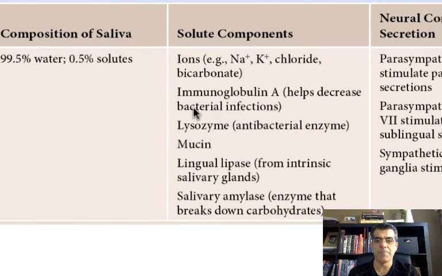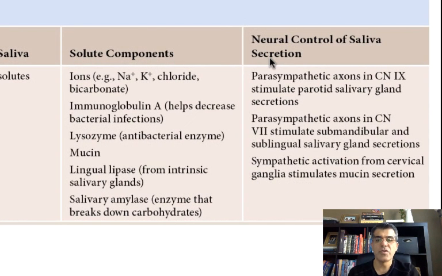But what makes you secrete saliva? The salivary secretion, if you remember from your nervous system, depends on parasympathetic and sympathetic. Parasympathetic uses cranial nerve number 9 and number 7 to secrete saliva, in a way that cranial nerve 9 goes to the parotid gland, and cranial nerve 7 goes to the submandibular and sublingual glands. Sympathetic also increases the secretion of saliva.